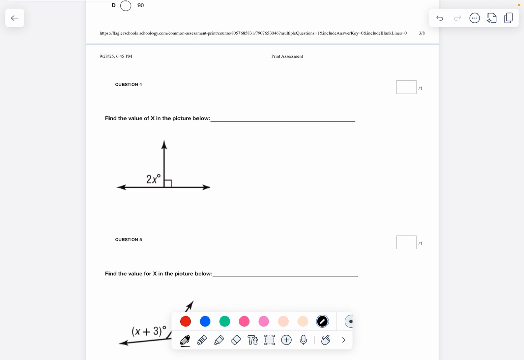Okay, if I'm going to find the value of 2x, clearly we have a picture of a perpendicular bisector. So if this is 90 degrees, then that 2x has to be set equal to 90 degrees as well. So I'm going to isolate x by dividing by 2 on both sides. X equals 45.